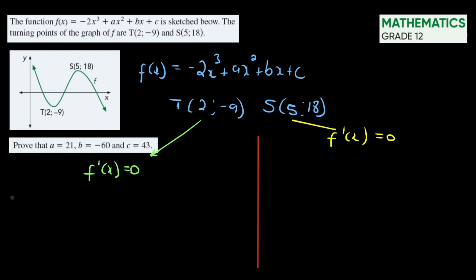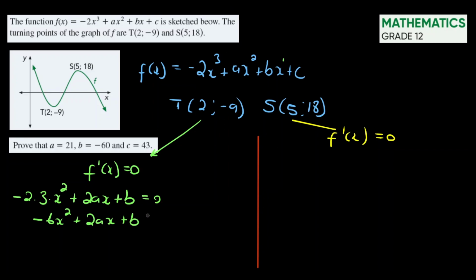So let's find the first derivative of f, which will be negative 2, drop the exponent of 3, x to the power of 2, plus drop the 2, ax, subtract 1 from the exponent, will be 1, and then we'll be left with b because there's an invisible 1 there. Drop the 1, subtract 1 from 1 to be 0, and any number raised to the power of 0 will be 1. So you're left with negative 6x squared plus 2ax plus b equals 0.